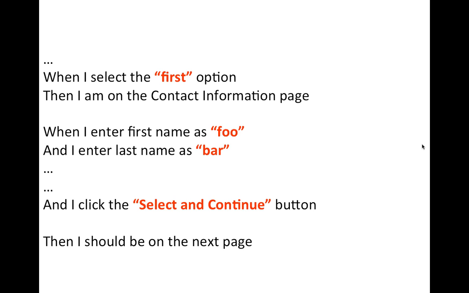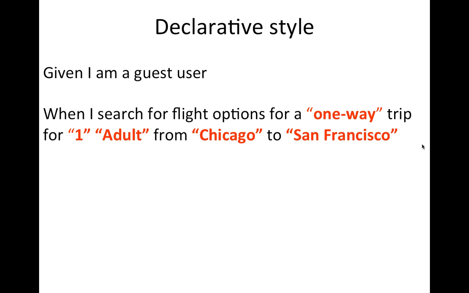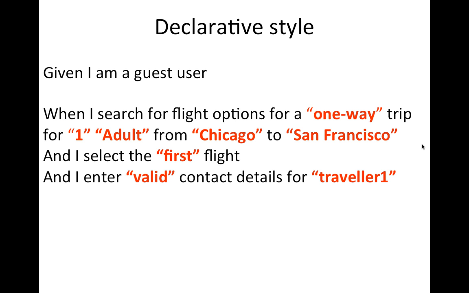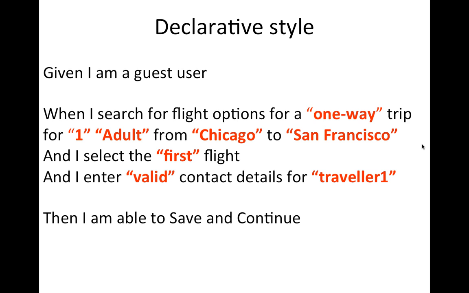So the imperative way is very cumbersome in that sense. There's another way of specifying the same test, and that is a declarative style. In this, I would say, for example, given I'm a guest user, when I search for flight options for a one way trip for one adult from Chicago to San Francisco, and I select the first flight and I enter valid contact details for traveler one, then I'm able to save and continue. Now, this has become so much more precise.